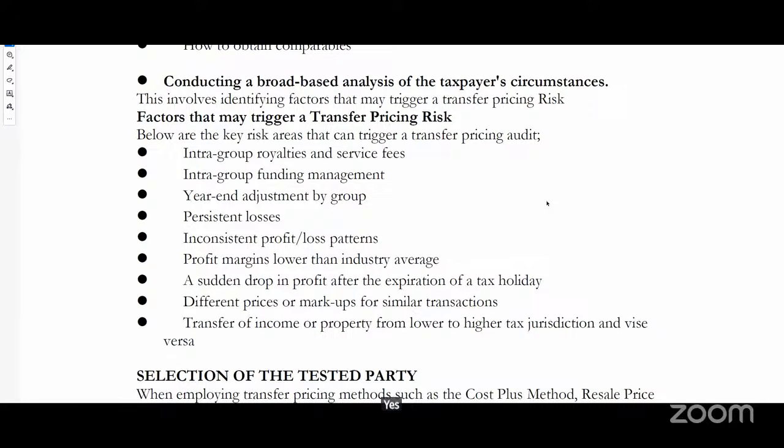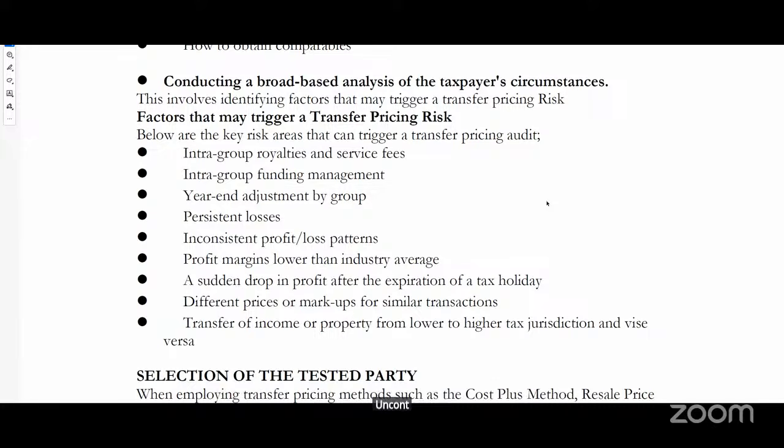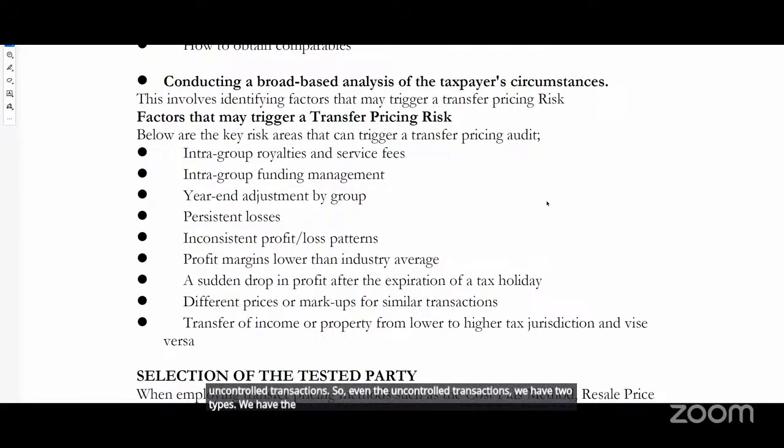Is it clear? Any transaction among those entities, we call a controlled transaction. But any transaction between one of the group members and external parties, or between two other external parties, is called what? Uncontrolled transactions. So even for uncontrolled transactions, we have two types. We have the internal uncontrolled transactions, which is between one group member and an external, independent party, and we have what we call the external comparables. That is what? Two independent parties doing a transaction.